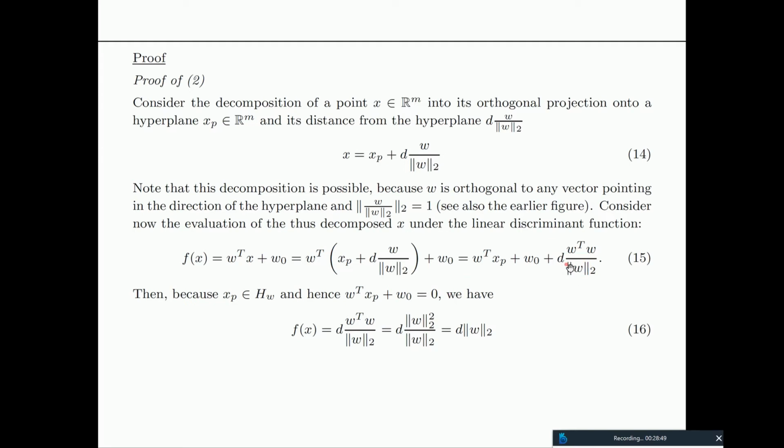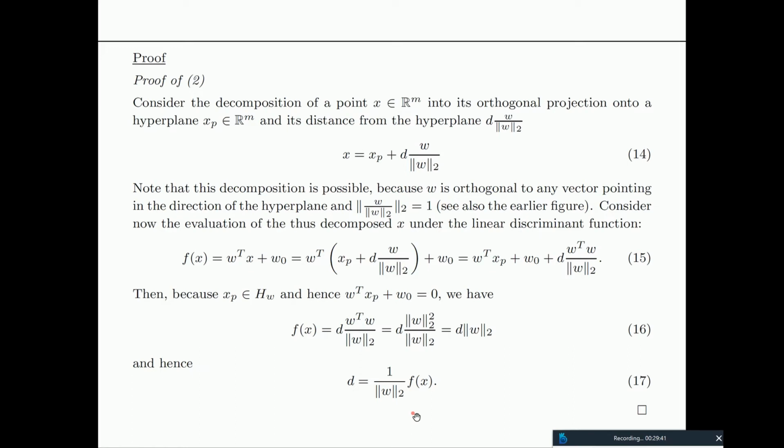So the only thing that remains is this w^T w, so the scalar product of the weight vector divided by its norm, times d. And then we know that the scalar product is the square of the norm, so we get one norm out. Remember, the norm is the square root of the scalar product, as I guess you know. I hope you are familiar with this notation. And hence we get d times the norm of the weight vector. So f of x is d times the norm of the weight vector. Then we just put it on the other side, and we have shown the property here.